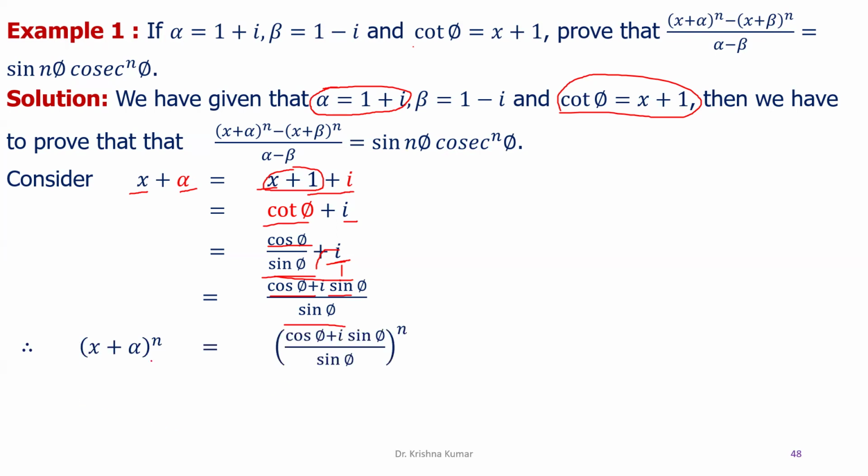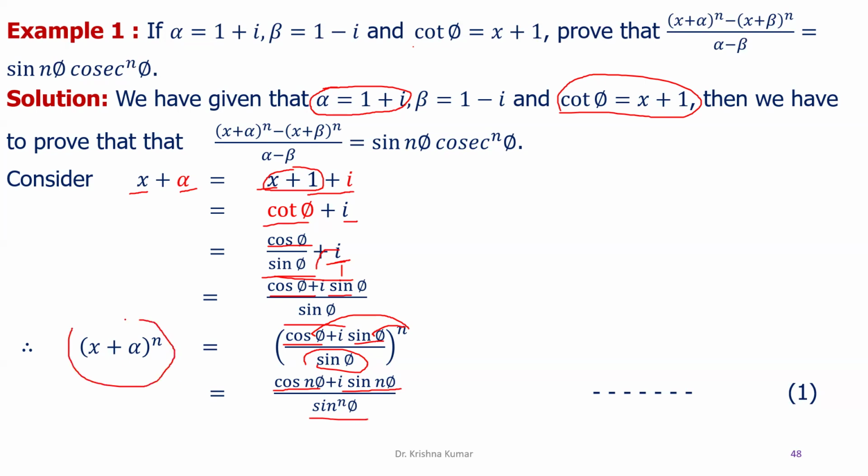Therefore, (x plus alpha)^n is equal to ((cos phi plus i sin phi) upon sin phi)^n. If we apply de Moivre's theorem, this n is multiplied with phi, and here also with phi, and this will become sin^n phi. So it is (cos n phi plus i sin n phi) whole divided by sin^n phi. So this is the value of (x plus alpha)^n.